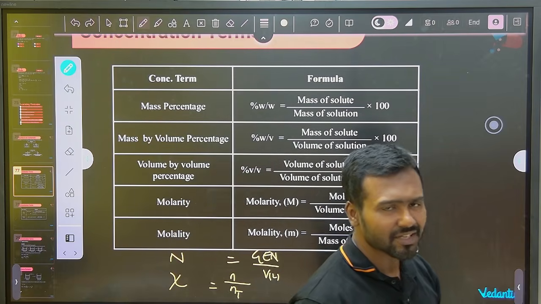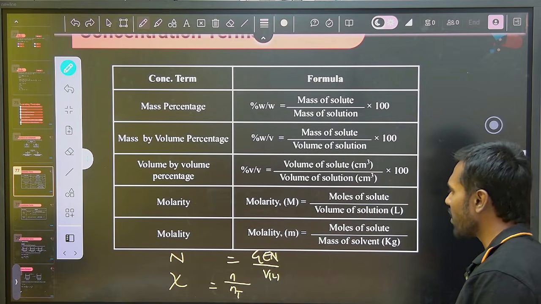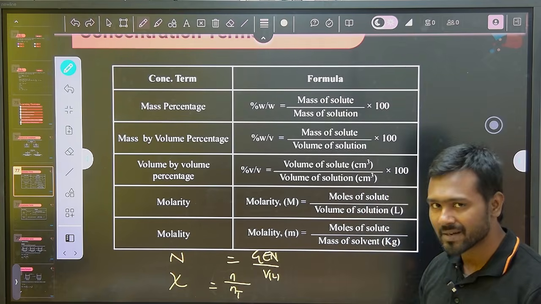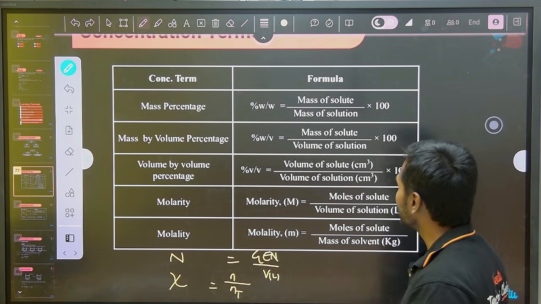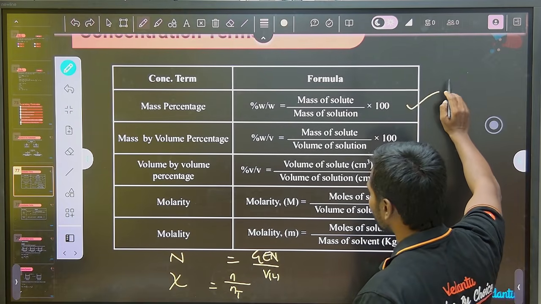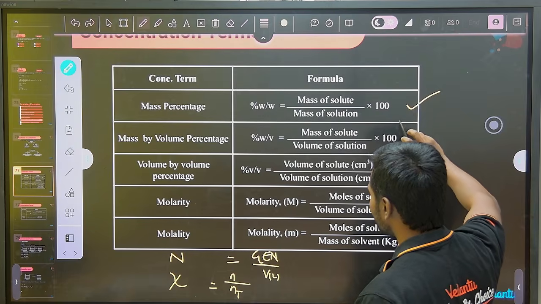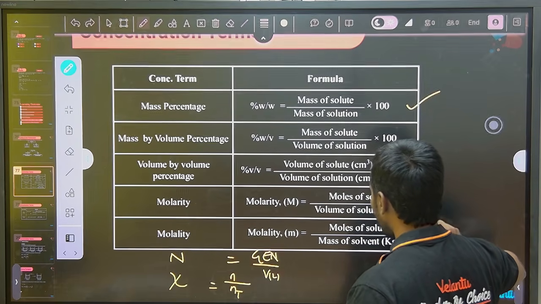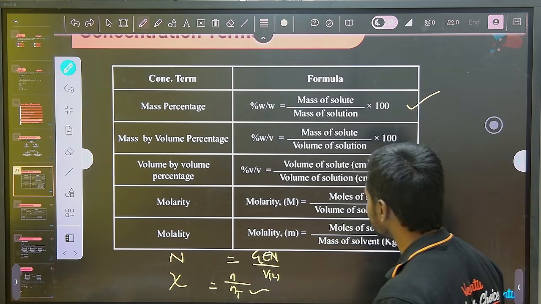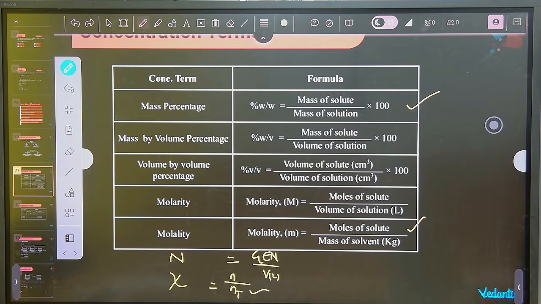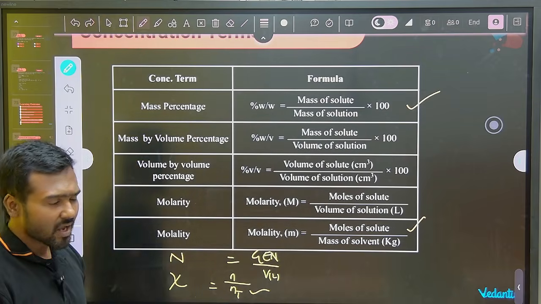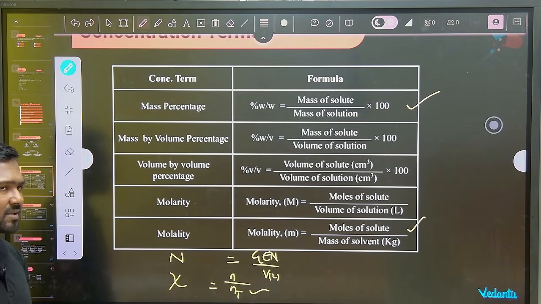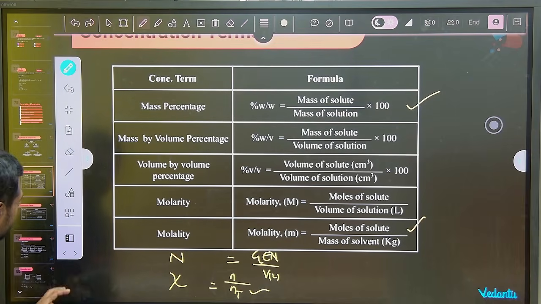Out of these concentration terms, wherever the volume comes, that will be affected by temperature, that depends on temperature. Wherever only weight comes, that is independent of temperature. That means I am marking weight by weight percentage or mass percentage, and next molality, and next mole fraction. Now these three are independent of temperature because they have only weight, whereas the remaining all depend on temperature. The best method to express concentration is normality, because in normality we are taking the gram equivalents. That is the best one.